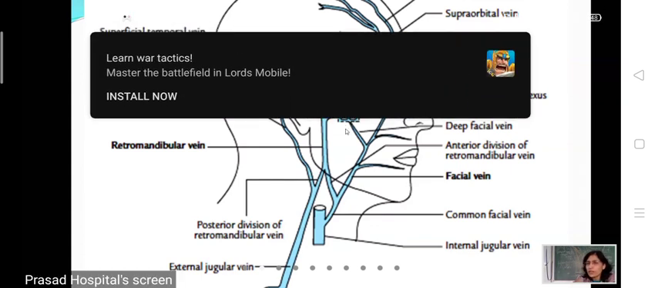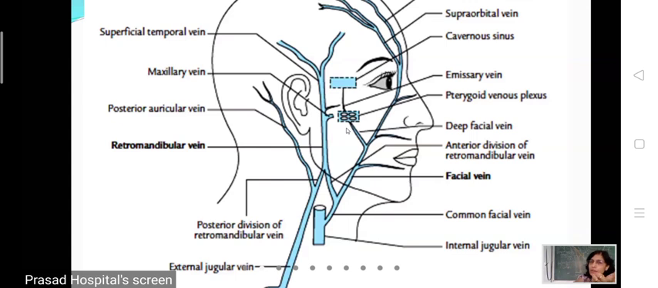You know about emissary veins? Emissary veins are valveless veins which communicate or connect the extracranial venous sinuses with the intracranial venous sinuses. So, this facial vein communicates with the pterygoid venous plexus by way of the deep facial vein, and this pterygoid venous plexus itself communicates with the cavernous sinus by way of emissary vein.